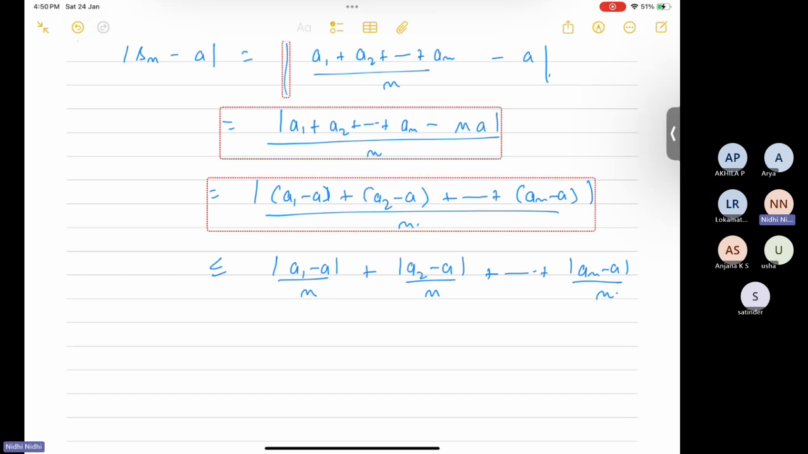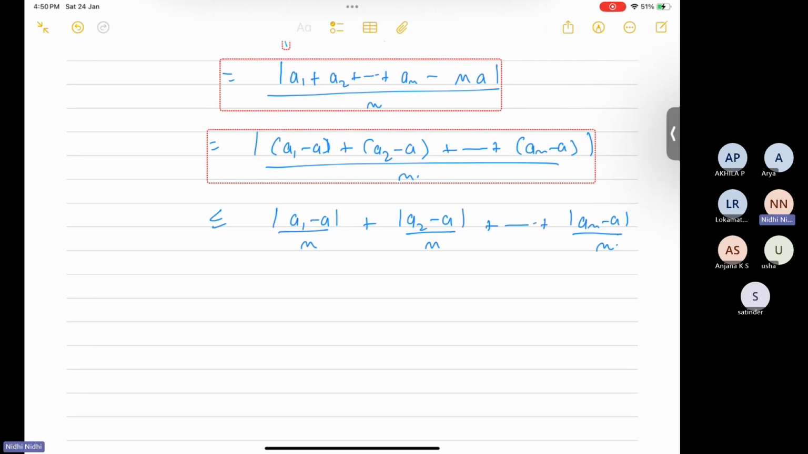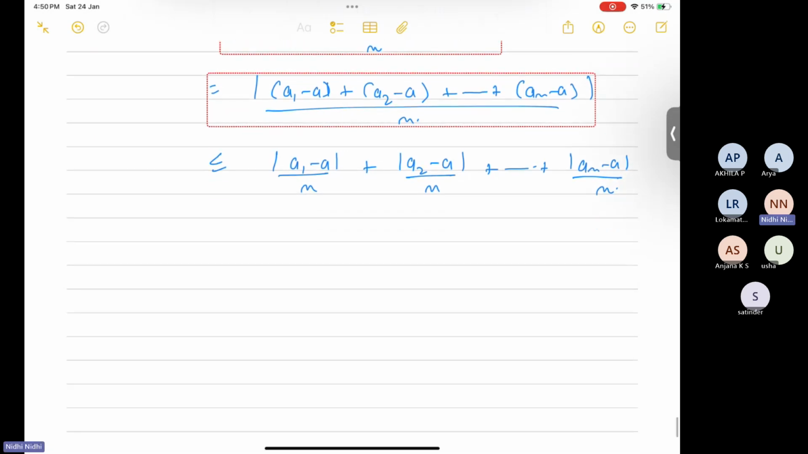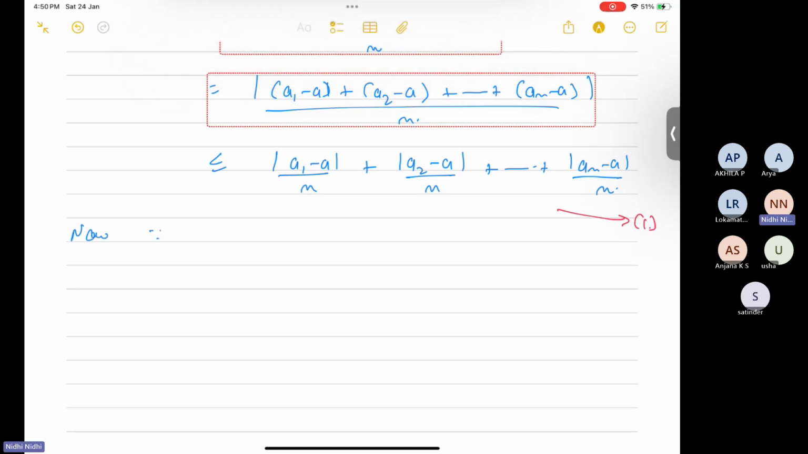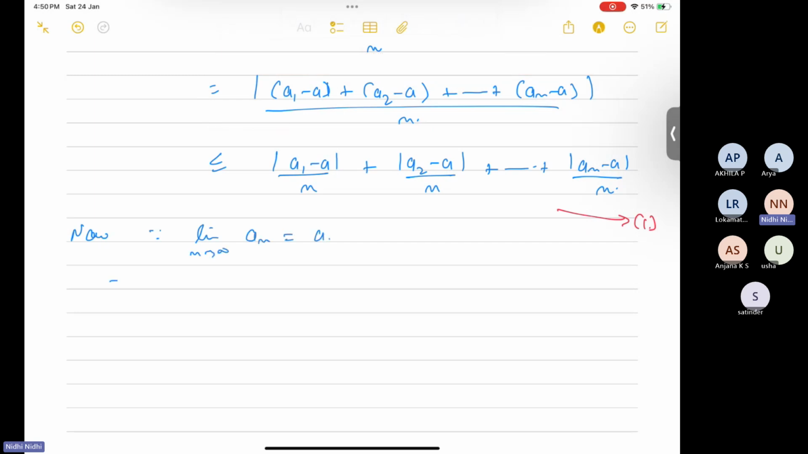Now we will use the fact that an is a convergent sequence and it is converging to A. Let me mark this as equation 1. Since the limit as n tends to infinity of an is A, this implies that for any positive epsilon, there exists a stage n naught in N such that mod an minus A is less than epsilon for all n greater than or equal to n naught.